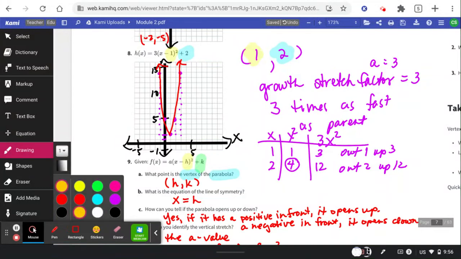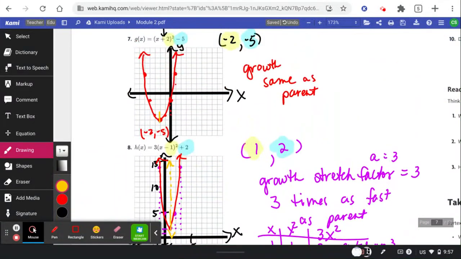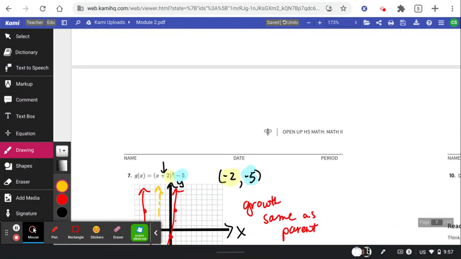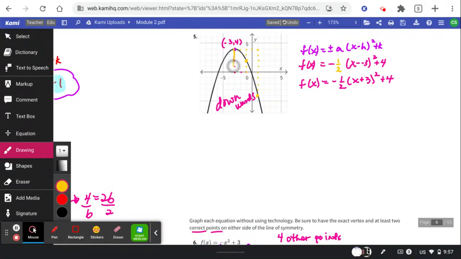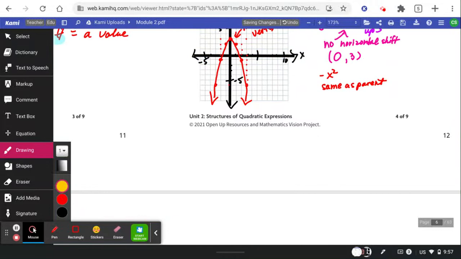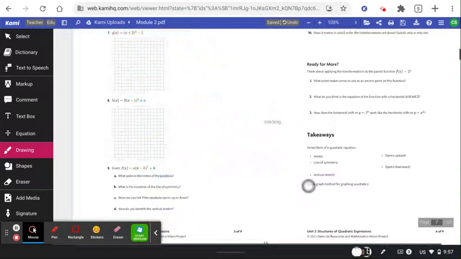So here I go, drawing a dashed line of symmetry straight down through the vertex on this graph. Drawing a dashed line of symmetry straight through the vertex on that graph. And this one's right on the axis. Straight line of symmetry straight through the axis on that one. Okay, we forgot those lines of symmetry. Thanks for going back for me and adding those in.